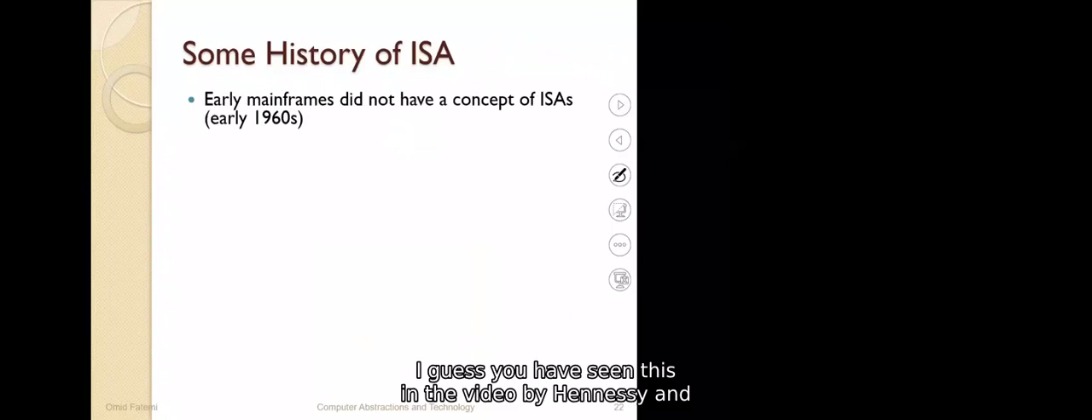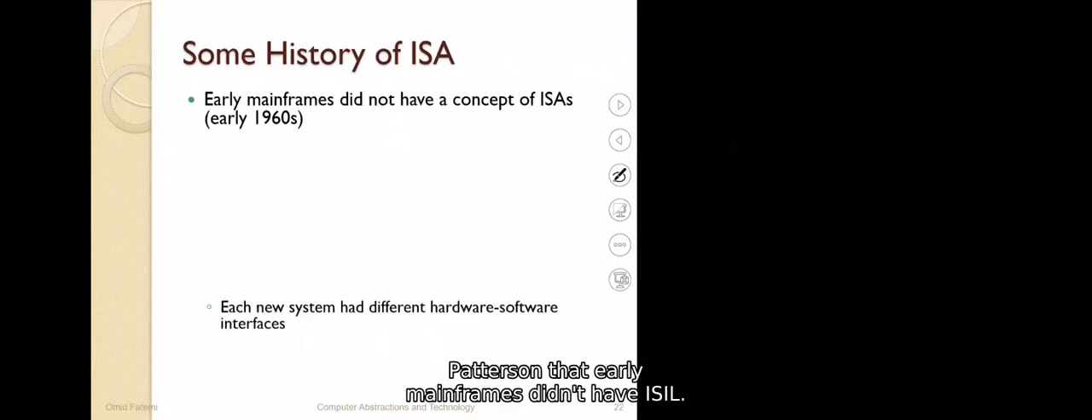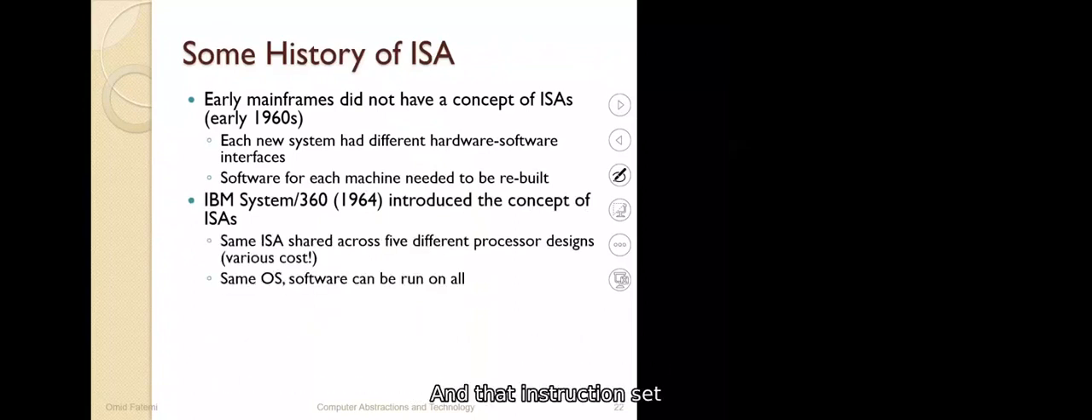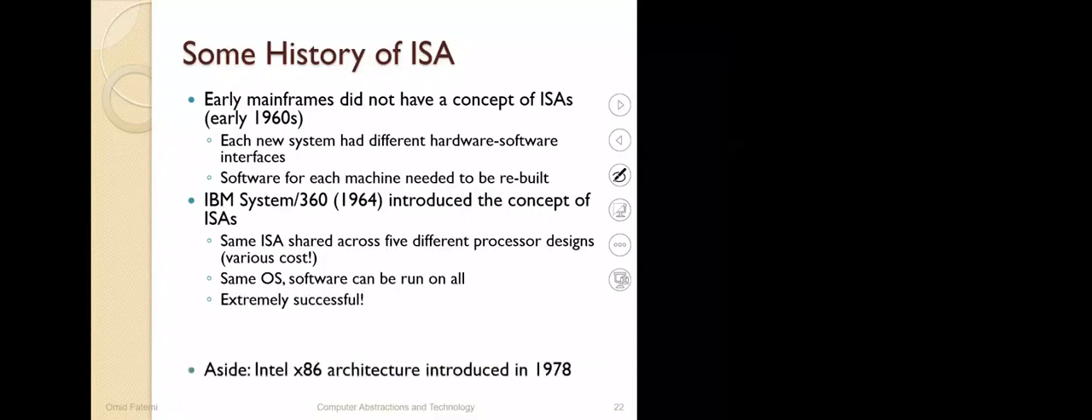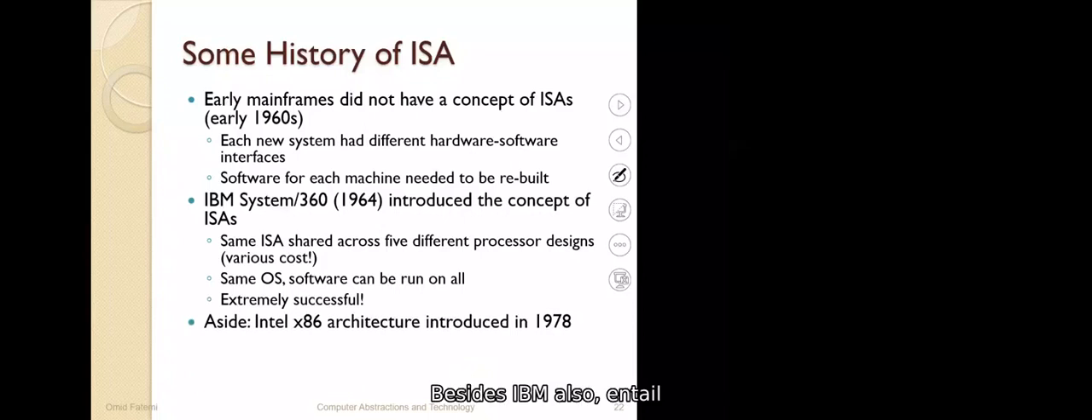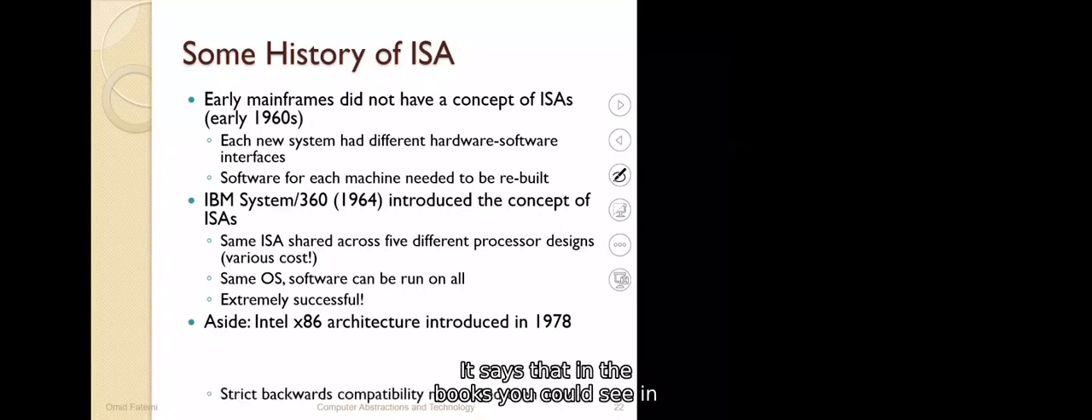I guess you have seen in the video by Hennessy and Patterson that early mainframes didn't have an ISA, and then IBM started to introduce the concept of instruction sets, and that instruction set was used for different processor designs. So one program, one set of instructions, goes to different hardware. Besides IBM, Intel also has an instruction set which it tried to keep backward compatible across generations. You can see that in the book.